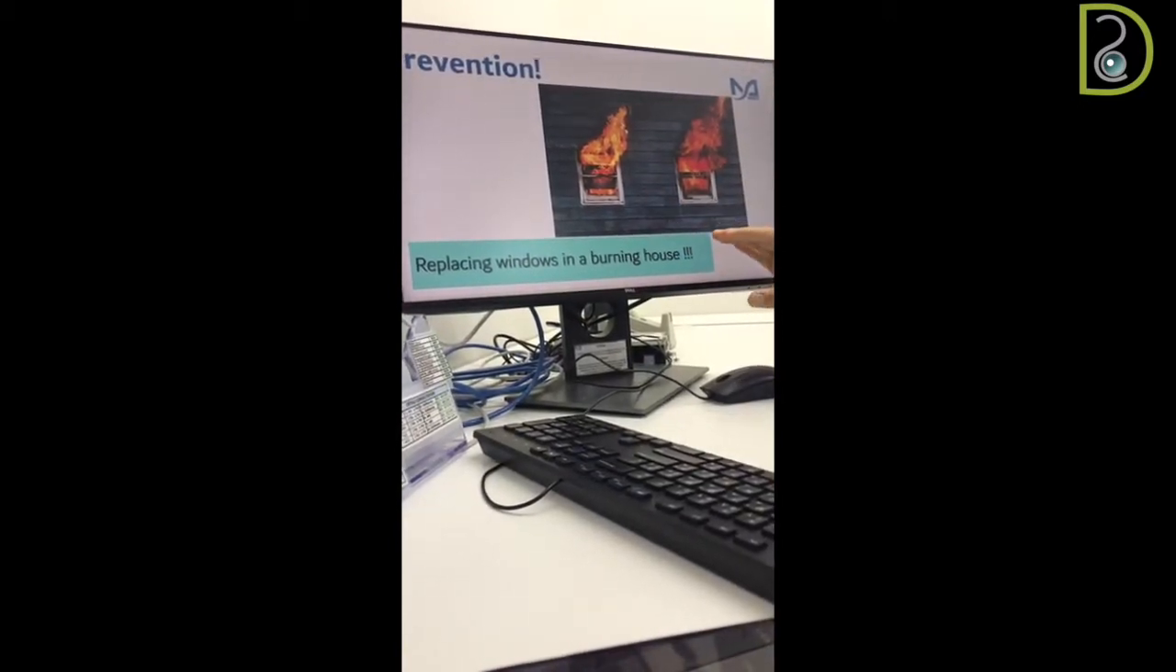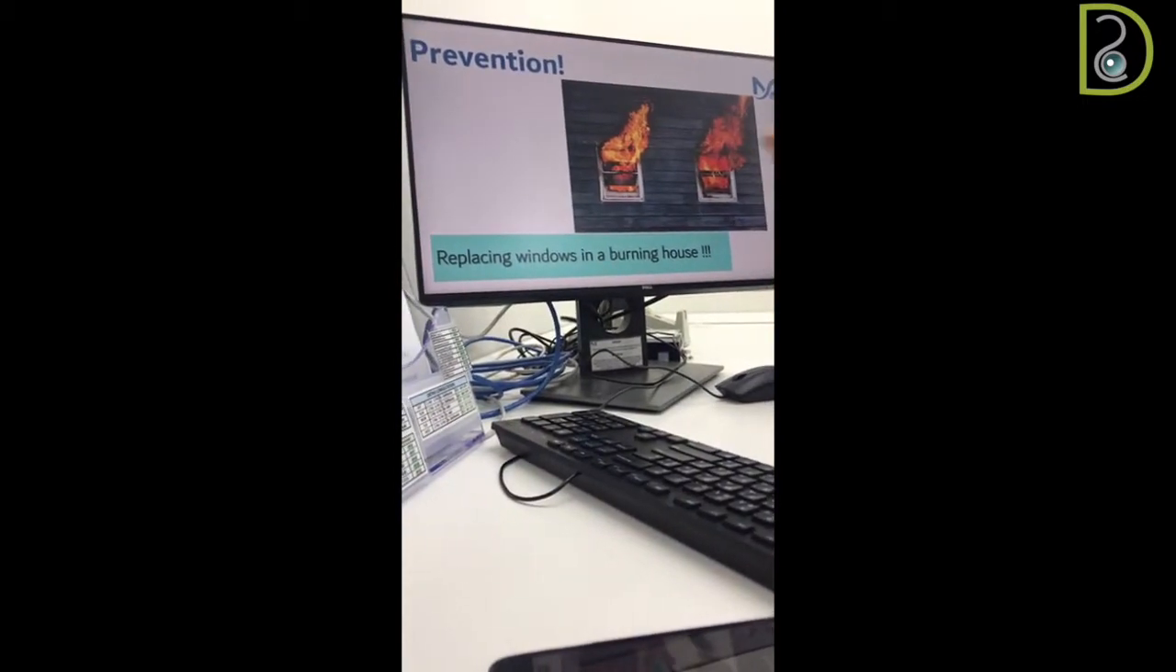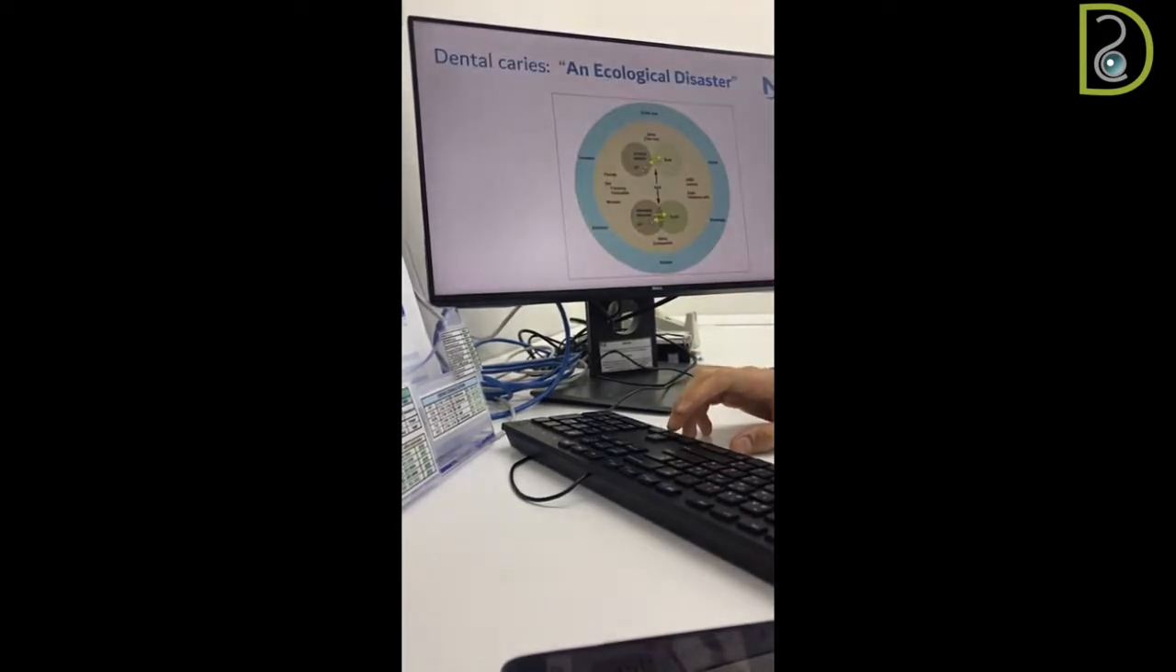The hall technique is one of the options, but I want to emphasize prevention as a key factor for any restorative option to be successful.